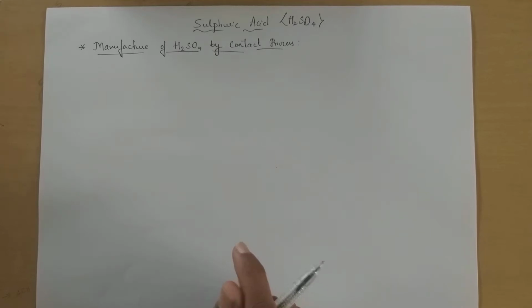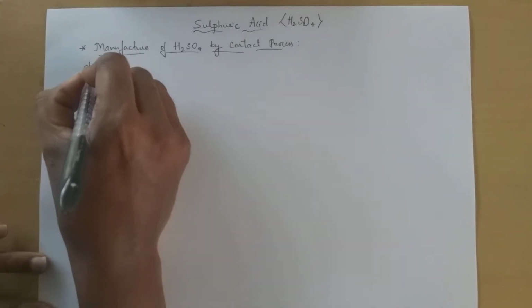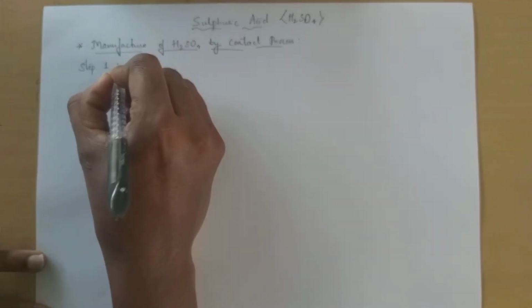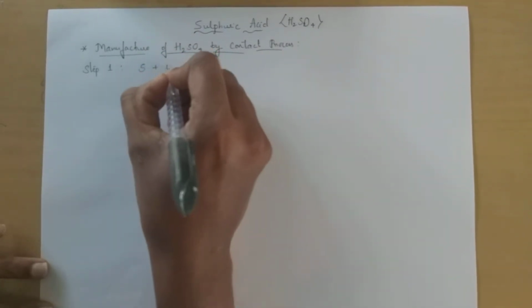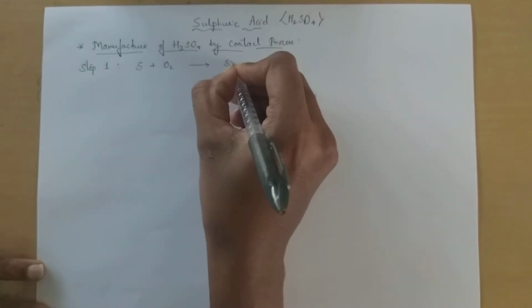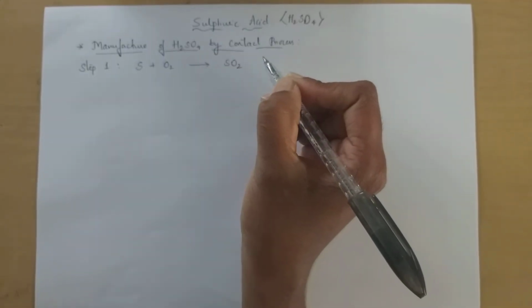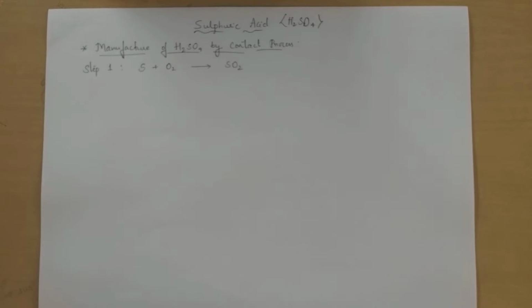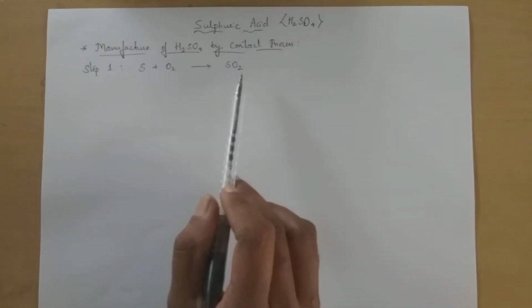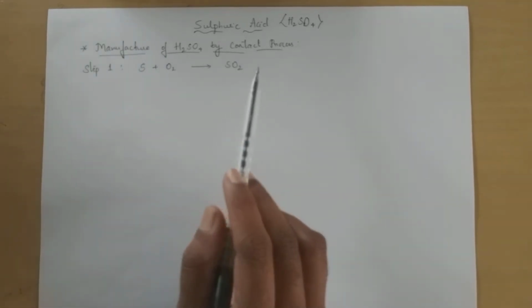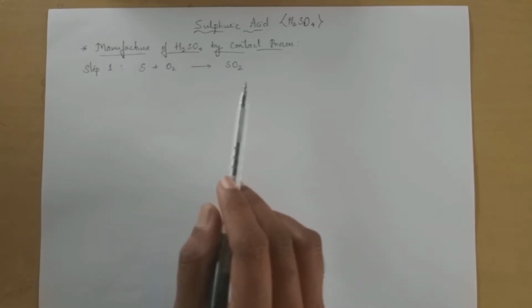Here we are going to burn the sulfur in presence of oxygen. So step 1 is burning of sulfur in presence of oxygen, so that it will lead to sulfur dioxide. Directly we burn the sulfur in presence of oxygen, and it leads to sulfur dioxide. Instead of sulfur, we can even use sulfide ores.